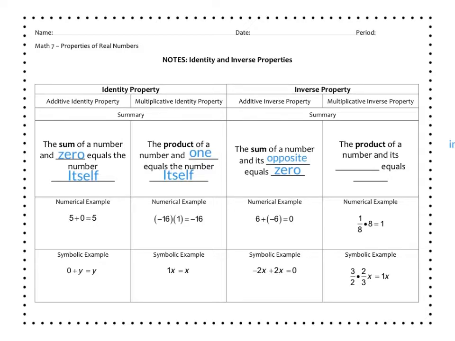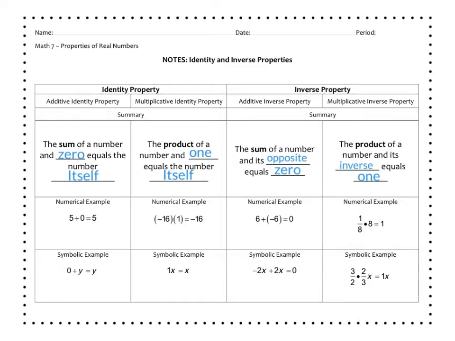Now the multiplicative inverse property states the product of a number and its inverse is 1. Remember, the product is the answer to a multiplication problem. So anytime you multiply something times its inverse, it's going to give us 1. It's not going to give us 0, because multiplying by 0 is a different property, the zero property of multiplication.